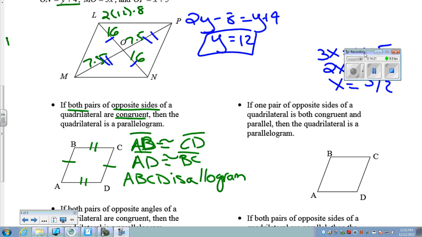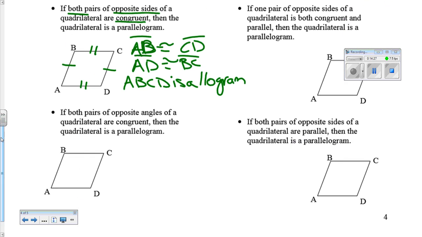Next one, if one pair of opposite sides of a quadrilateral, actually let's come back to that in a second. Let's go down to the one below it. If both pairs of opposite angles of a quadrilateral are congruent, it's a parallelogram. So if you can tell me that angle A is congruent to angle C, and you can tell me that angle B is congruent to angle D, then you can tell me that, yes, it is indeed a parallelogram.